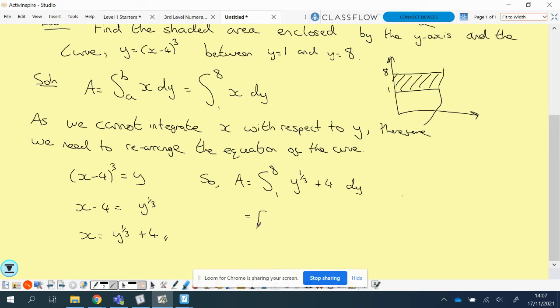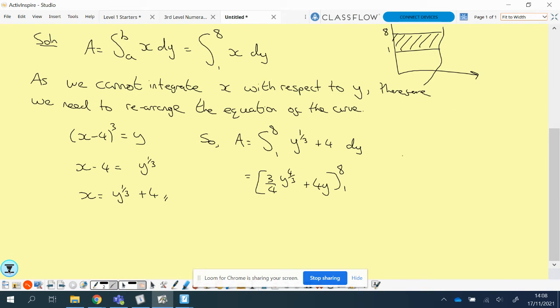Okay, so if I integrate both of them there, I'm going to get y to the power 4 over 3, and three quarters of it. Okay, so you flip the fraction by dividing. So three quarters y to the power 4 over 3 plus 4y, between the limits 8 and 1. Okay, you okay with that integration here? Putting your limits in. Okay.